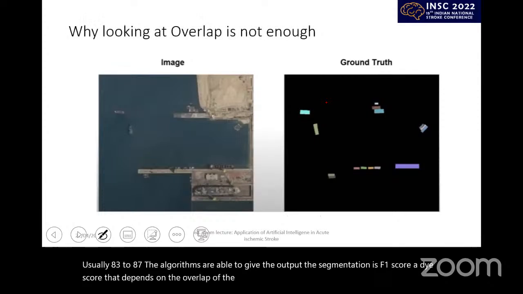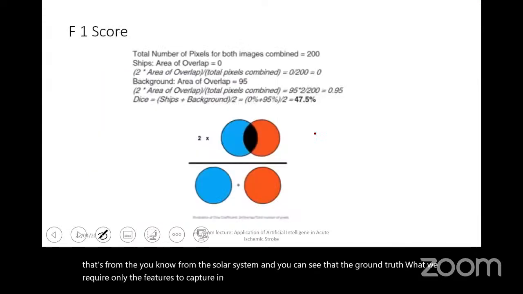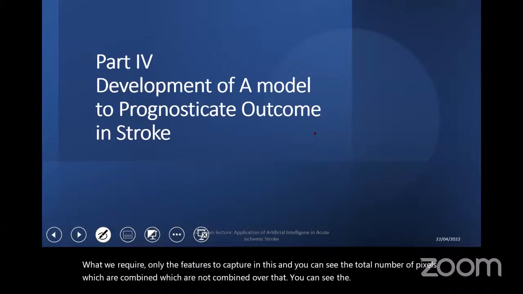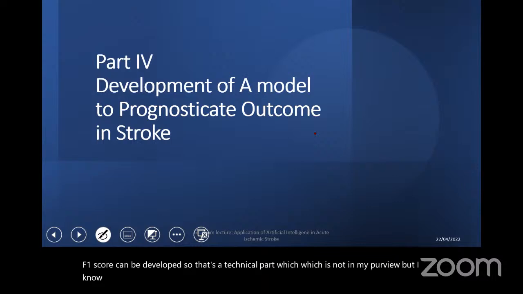And when you see the image, this is an image from the solar system, and you can see the ground truth. What we require is only the features to capture in this, and you can see the total number of pixels which are combined, which are not combined, and the F1 score can be developed. So that's a technical part which is not in my purview, but I know that this has to be done. Development of a model to prognosticate outcome in stroke.